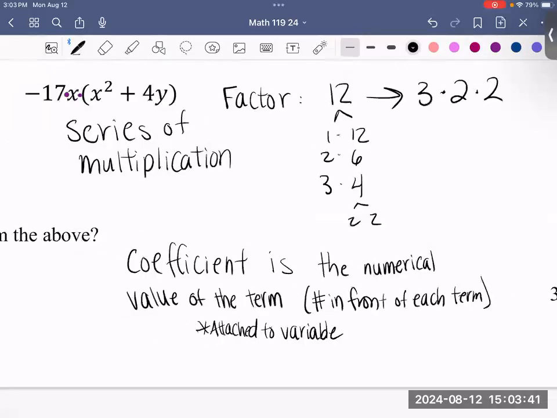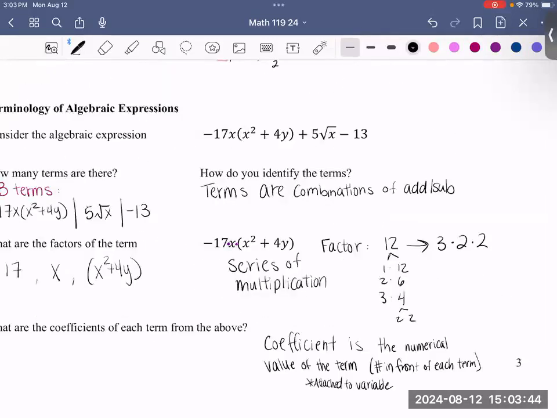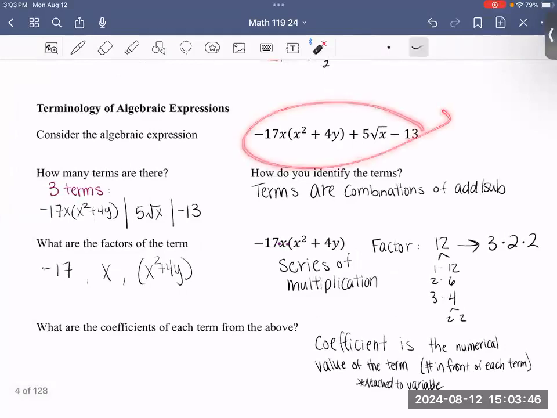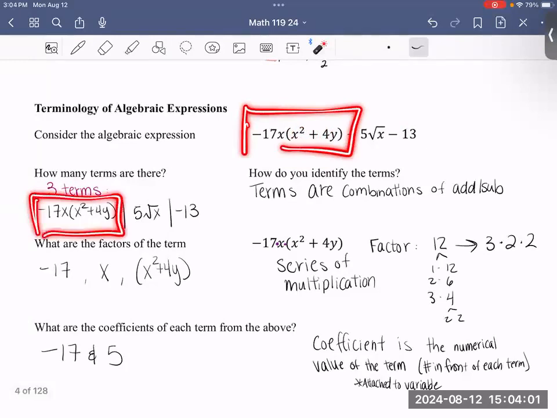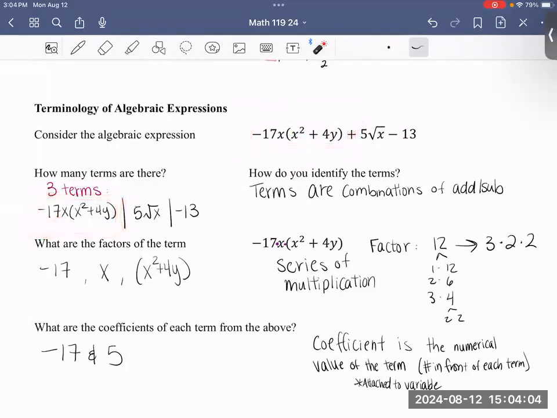So what are your coefficients of your terms? Well, your coefficients from the very, very big one above. The numerical value is -17 and 5. Again, we don't really care so much about this 4 and this x squared because this is one term, the identifying term has the numerical value of -17. The numerical value of this term is 5. There's 5 of these square root x's. And your last one, -13, has a special name, is a constant.